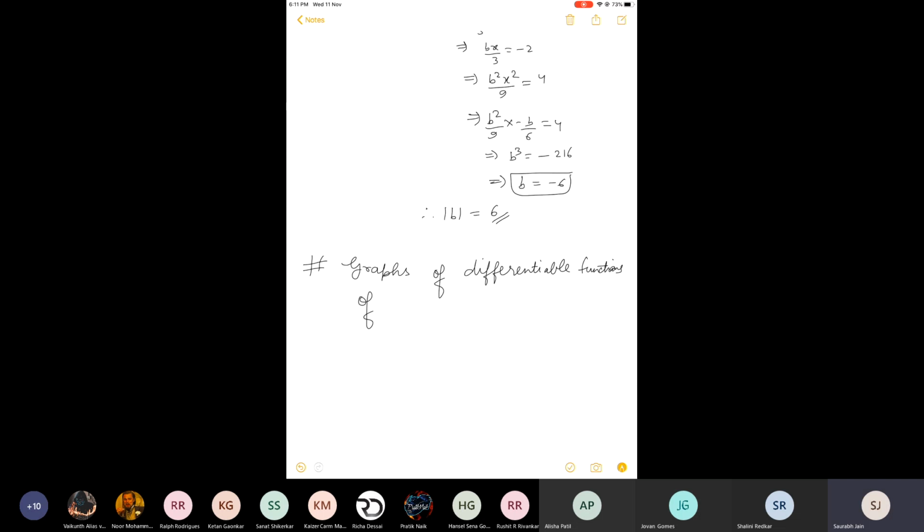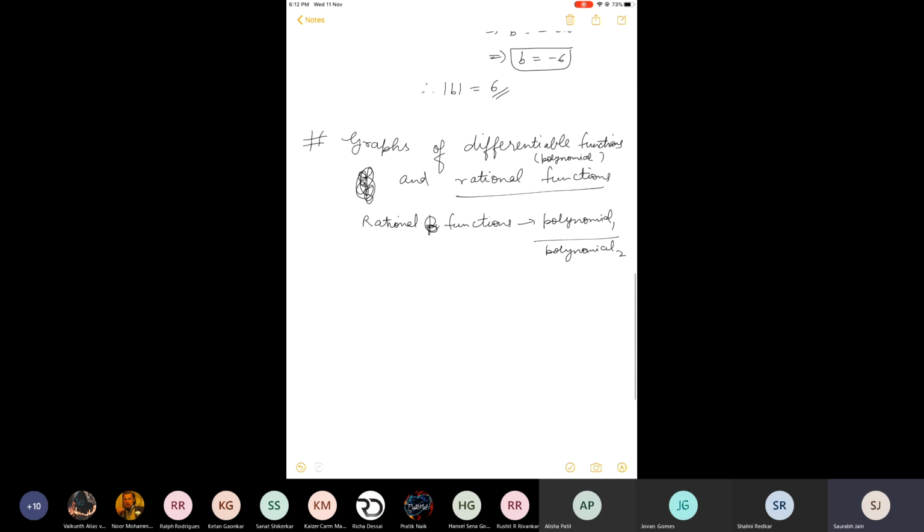So graphs of differentiable functions and rational functions. By differentiable functions, we mean polynomial functions here. So we are going to study the graphs of different types of polynomial functions as well as rational functions. What are rational functions? Simply division of two polynomials. There may be a polynomial in the numerator as well as the denominator. If someone asks you to draw its graph, then we are going to use a few steps. Based on that, we'll be able to draw the graphs.